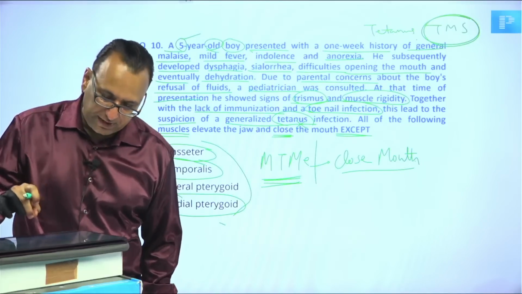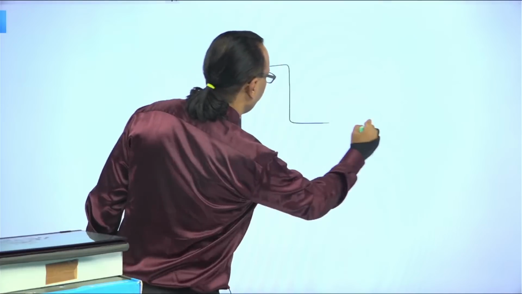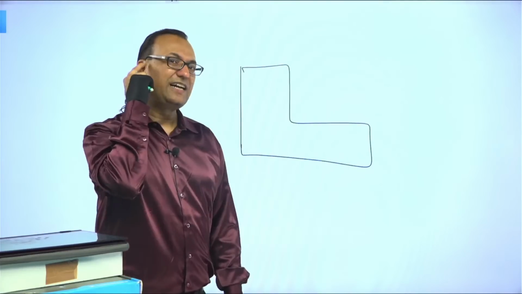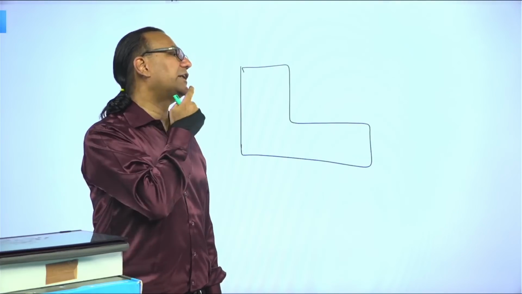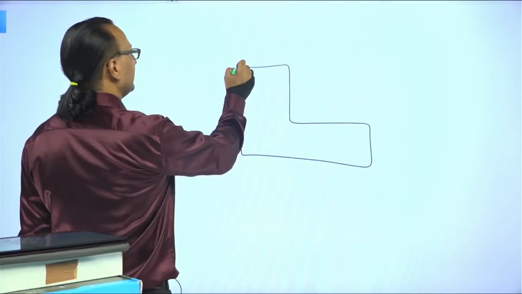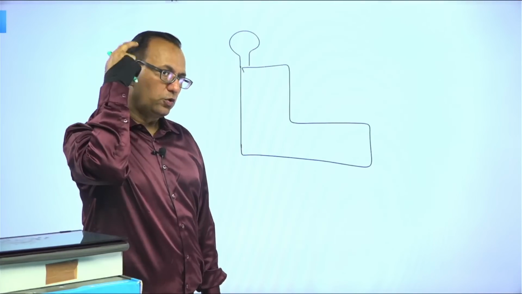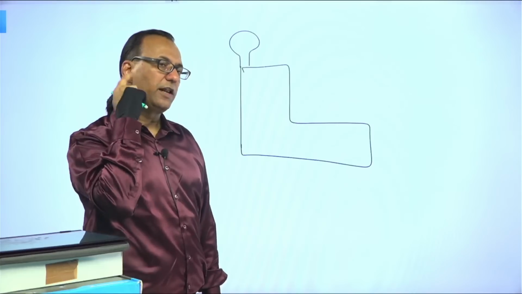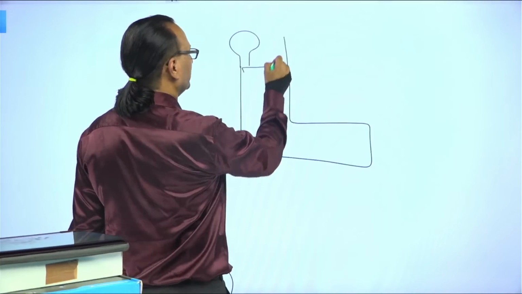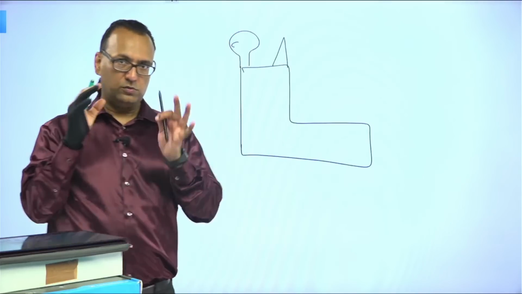Just briefly, you can look at the diagram as well. Say you are looking at the right mandible, the right side of the mandible. Now, you can also tell this is the condylar process, which goes into the temporal bone at the temporomandibular joint, and this is the coronoid process.